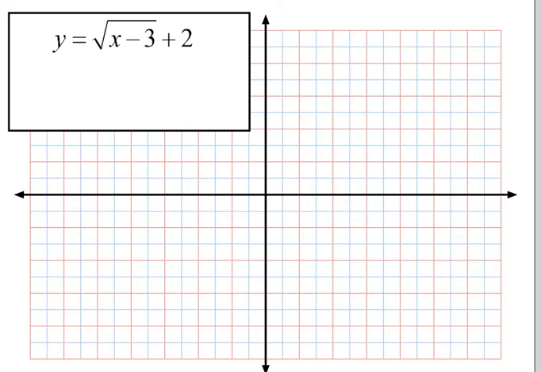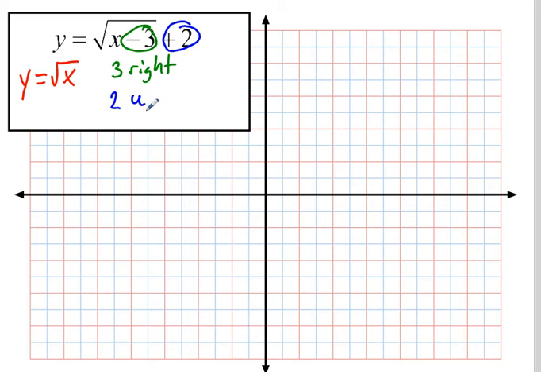First, let's identify what the mother function would be. The mother function would be basically just your x and your y without any kind of operation on it. So our mother function in this case is y equals the square root of x. What are the types of shifts that are going to happen to this? Well, the first shift is going to be a 3, but remember it's always x minus h, so this is a shift of 3 to the right, not left. And the other transformation in this problem is a plus 2. That's our k, it's up or down. Since it says plus 2, it's going to be 2 up.